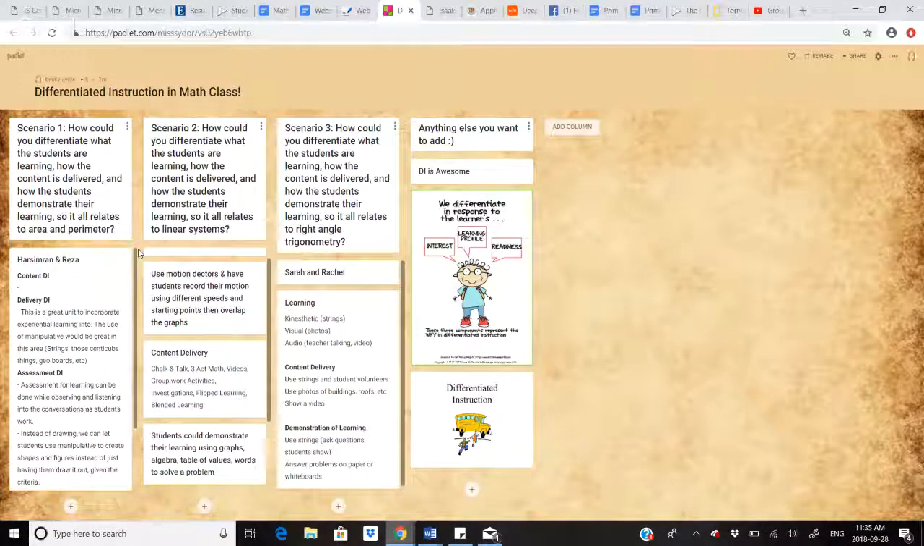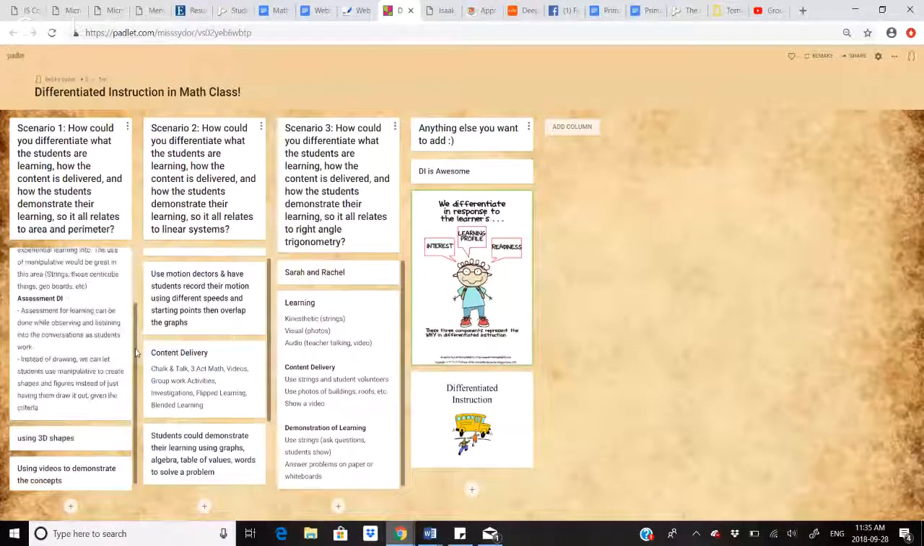For delivery, it's a great unit to incorporate experiential learning. The use of manipulatives would be great: strings, centicubes, geoboards. That's a very interesting way to have a hands-on technique for area and perimeter. I remember when I went to high school, it was a lot of just questions and answers and working with numbers. So being able to see how you can use your hands to demonstrate that area is inside the object and perimeter is on the outside would be a great use of the centicubes and the geoboards, which I think we talked about last year and I was introduced to.